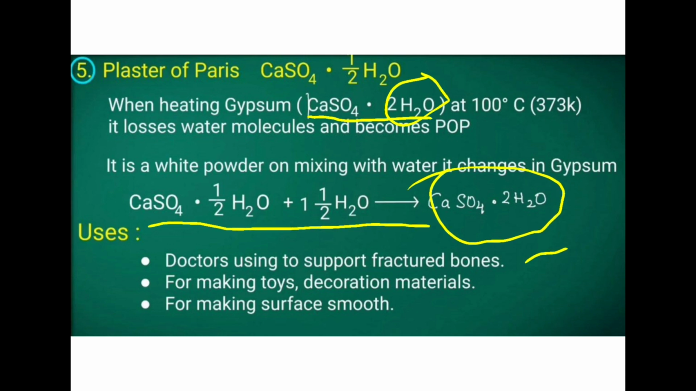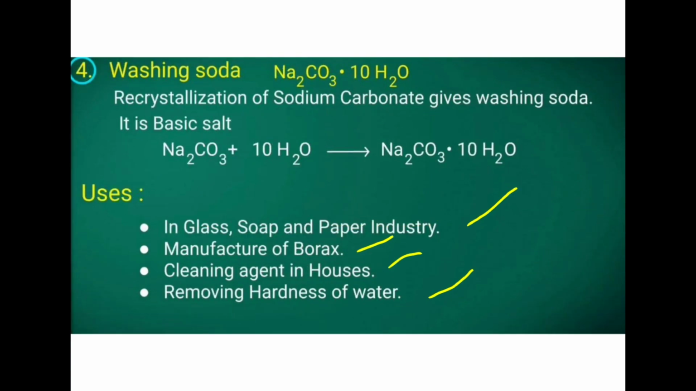Doctors use it to support fractured bones. If your bones are fractured, they mix it with water and put it on your bones. After some time it becomes hard and you cannot move. It becomes gypsum when mixed with water. It is also used for making toys, decoration materials, etc., and for making surfaces smooth. Okay, so these are the uses of plaster of Paris.